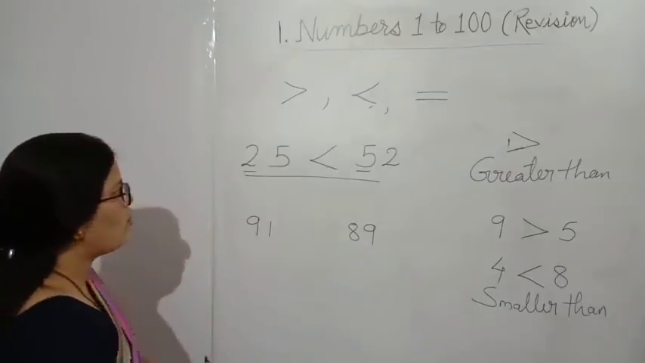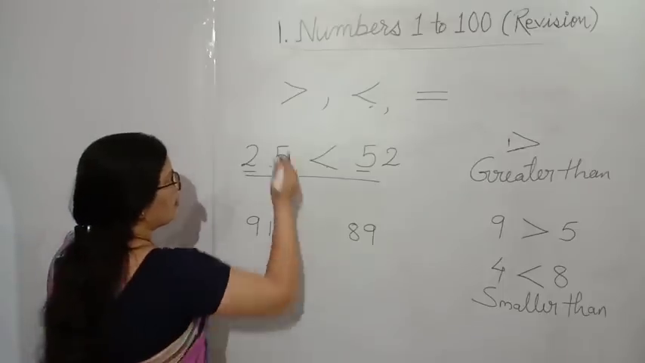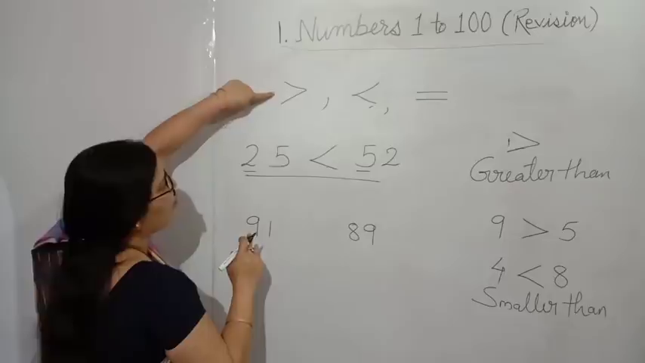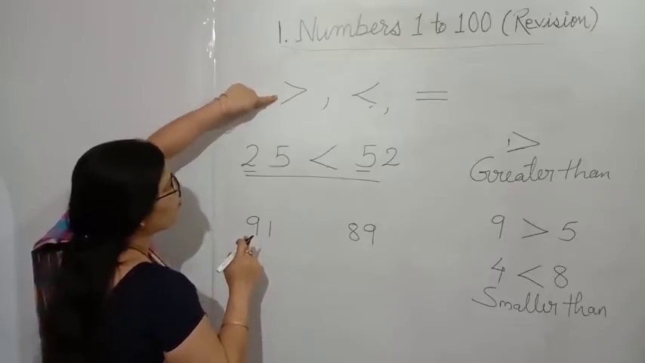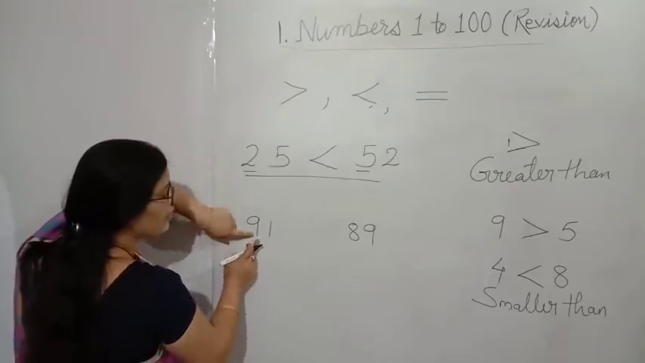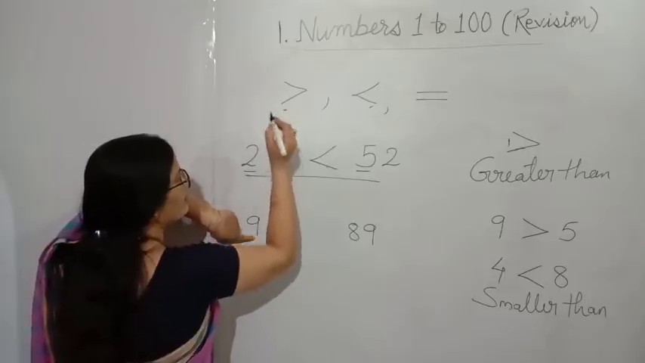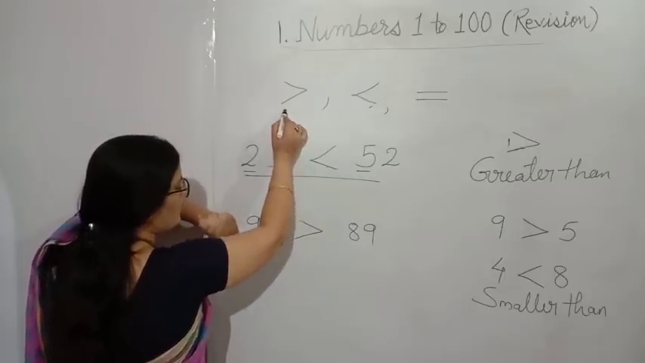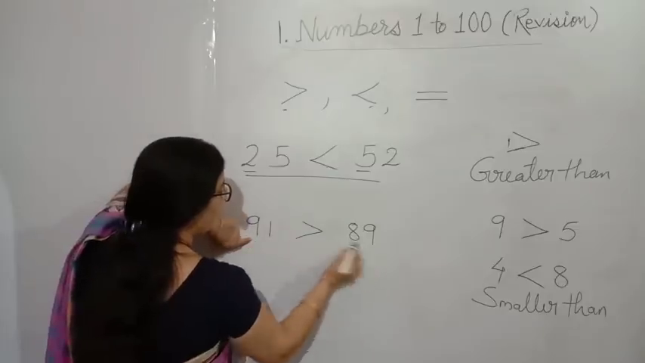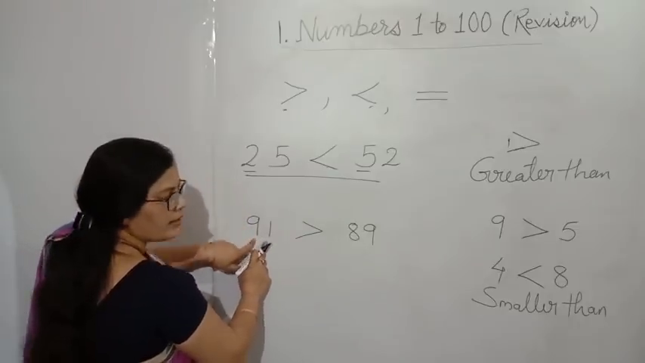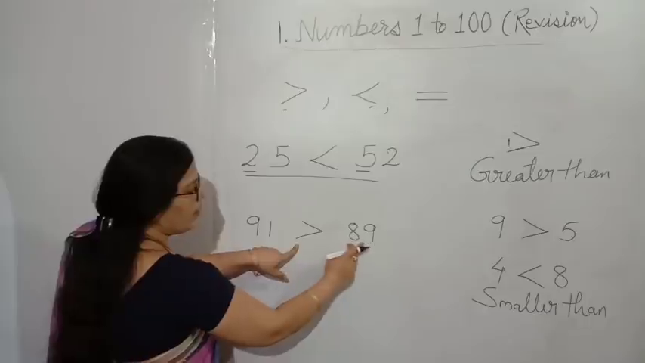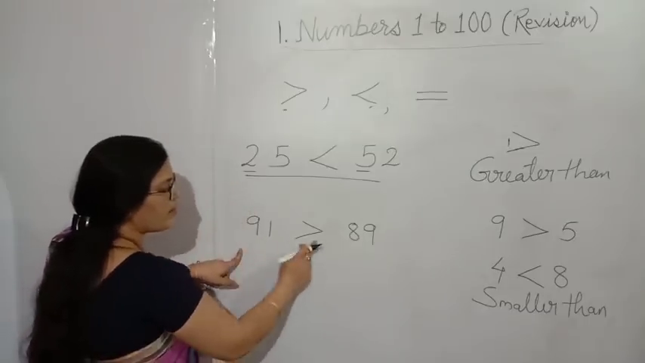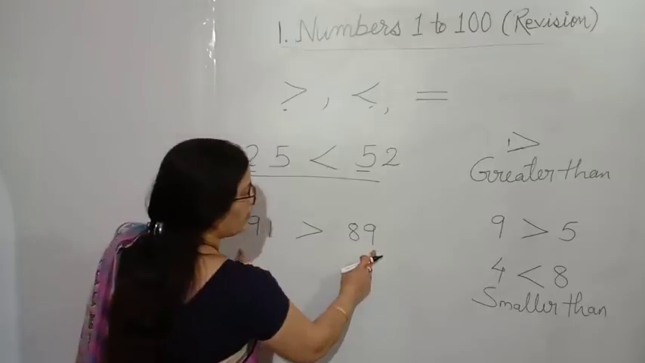Okay, so which sign will we use here? Greater than or smaller than? See, the mouth of this sign remains open towards the bigger number. So this one is the bigger number, so we'll use this sign. And which sign is this? It is the greater than sign. So how will we read this? 91 is greater than 89.